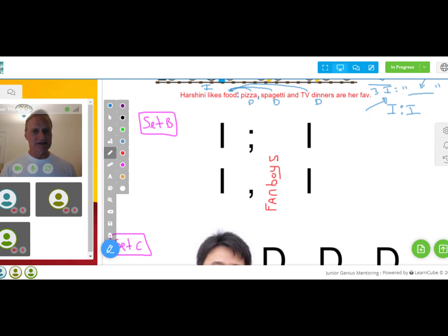Set B is going to be a dot comma. All right, so our dot comma, we're going to have an independent clause, and then a dot comma, and then a dependent clause.